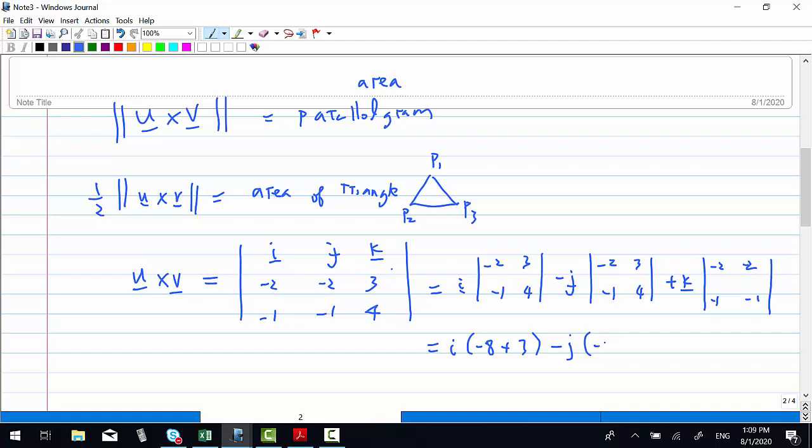So after calculation, you have -8i plus 3i, so it's -5i. Then this one is -8 minus 3, and for k, everything cancels, you get 0. For j, -8 plus 3, you get -5, and the minus sign becomes +5j. Then 0k. So this gives you the cross product of U cross V.